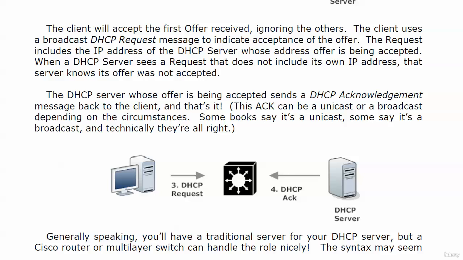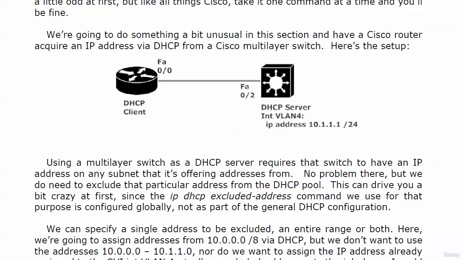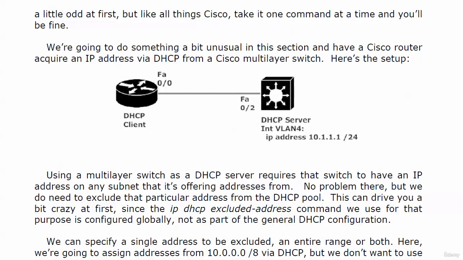Now, generally speaking, of course, you're going to have a traditional server, traditional box for your DHCP server. But a Cisco router or multilayer switch can really handle that role nicely. Now, the syntax, as always, takes a little bit of getting used to. But like anything with Cisco, take it one command at a time, one concept at a time, and you'll be more than fine. What we're actually going to do is have a Cisco router acquire an IP address via DHCP from a Cisco multilayer switch. So we're going to do some of this live as well.